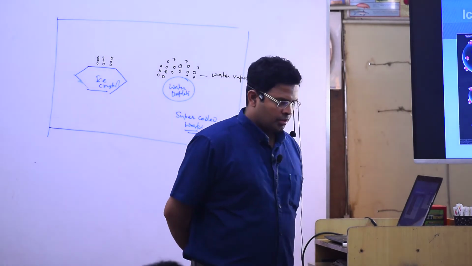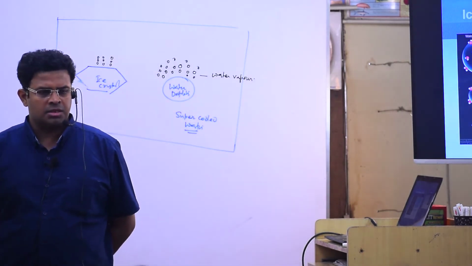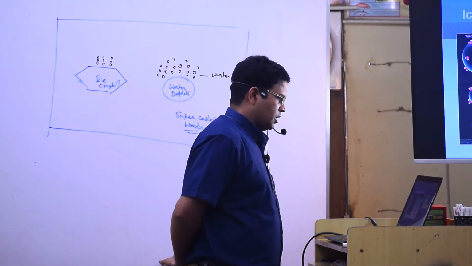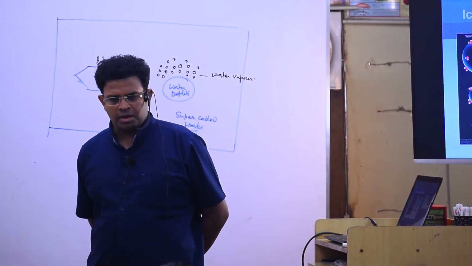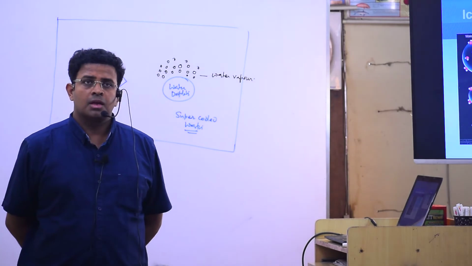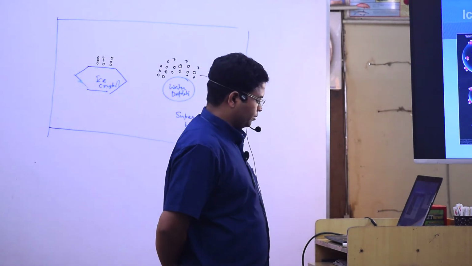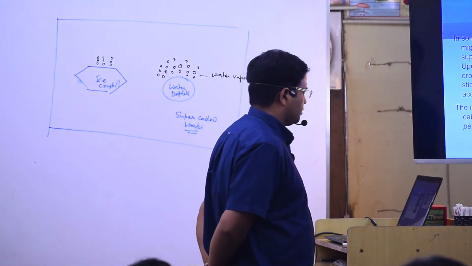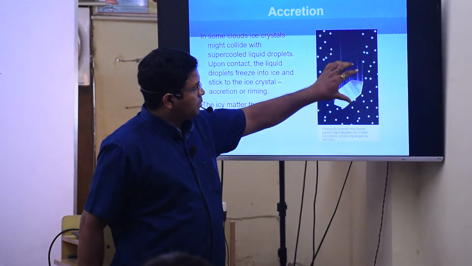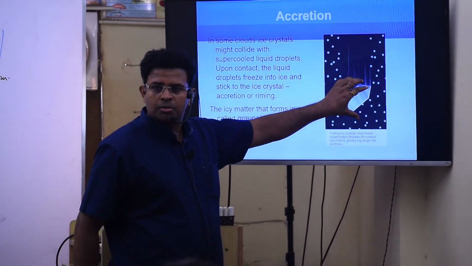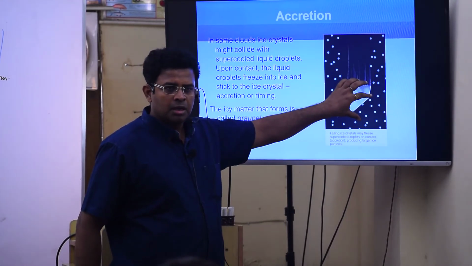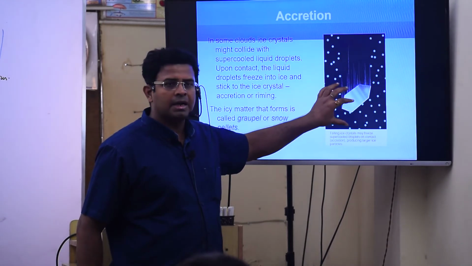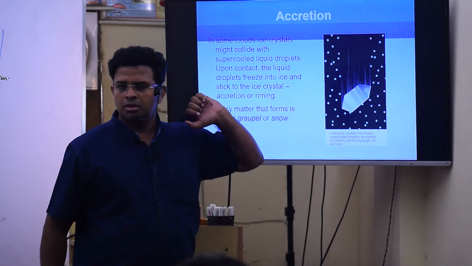This way, the ice crystal size starts growing larger, and this process is known as accretion or riming. This is your accretion or riming. So when the ice crystal becomes heavy enough, it starts falling here and there, and then it collides with other smaller water droplets, and during the collision they get accreted with this riming around it, and then the ice crystal has grown further.